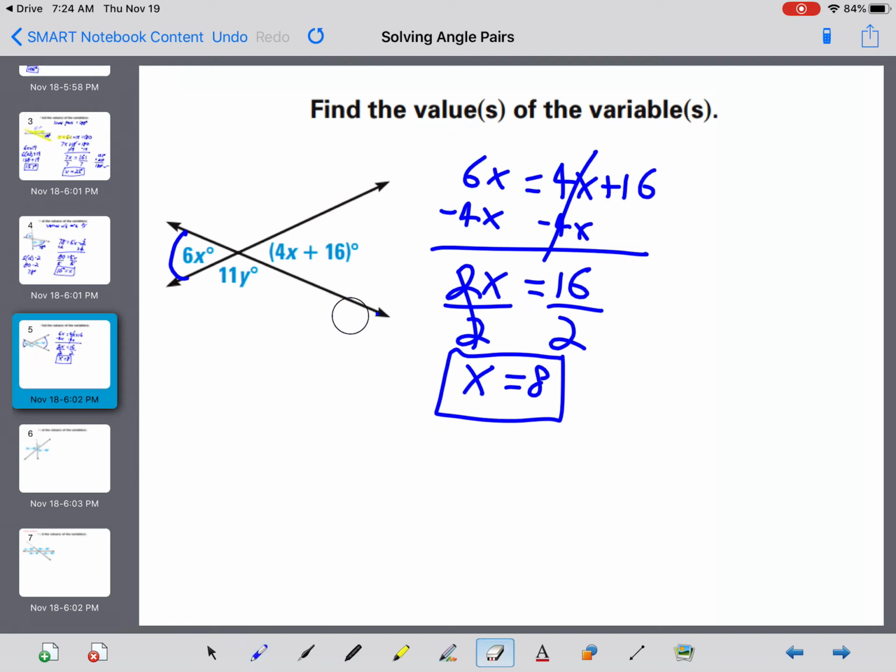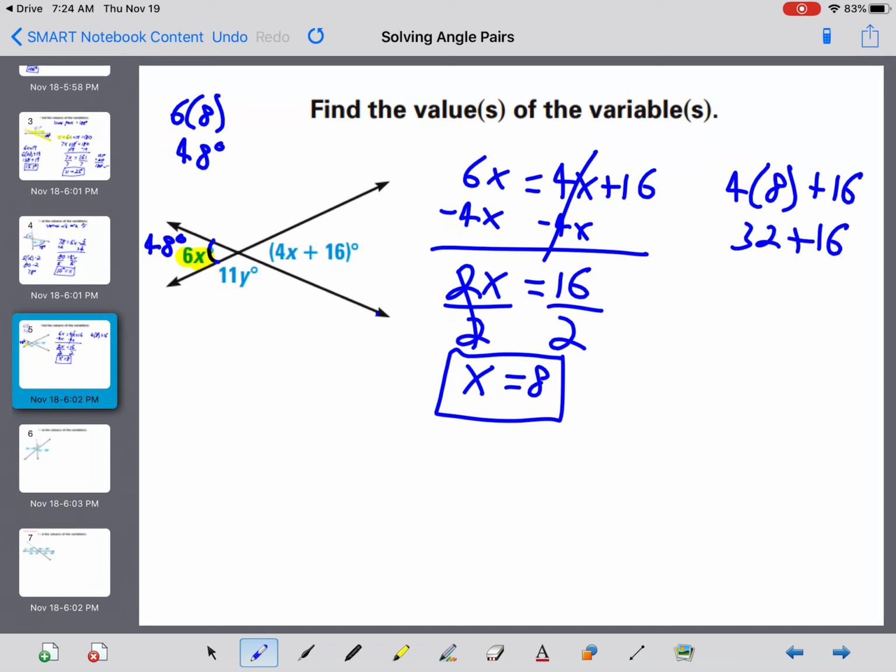Now that we know x equals 8, we can solve for 2 things, this angle and this angle. So 6 times 8 is equal to 48 degrees. So this angle here is 48 degrees, which means that this angle, since they are vertical, should also be 48. But let's see. 4 times 8 plus 16. 4 times 8 is 32, plus 16 is 48 degrees. So it works out. 48 degrees.